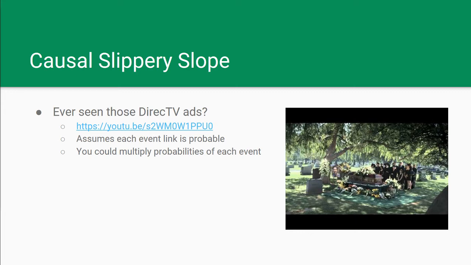So you can see how easy it is to use the previous concepts, specifically in Chapter 3 concerning probabilities, and apply them to a fallacy like this one.